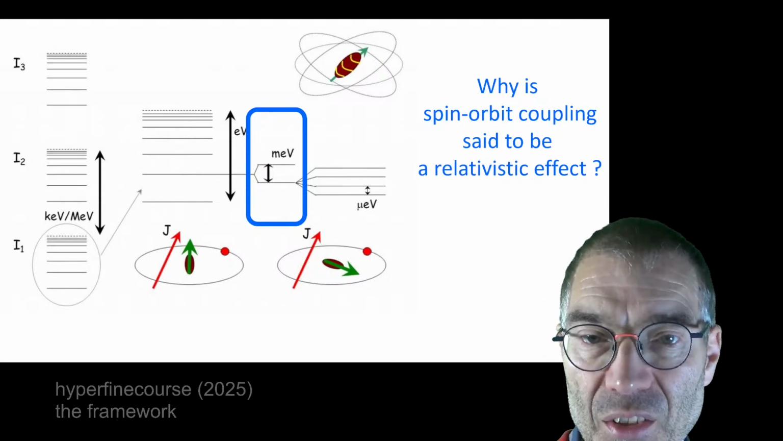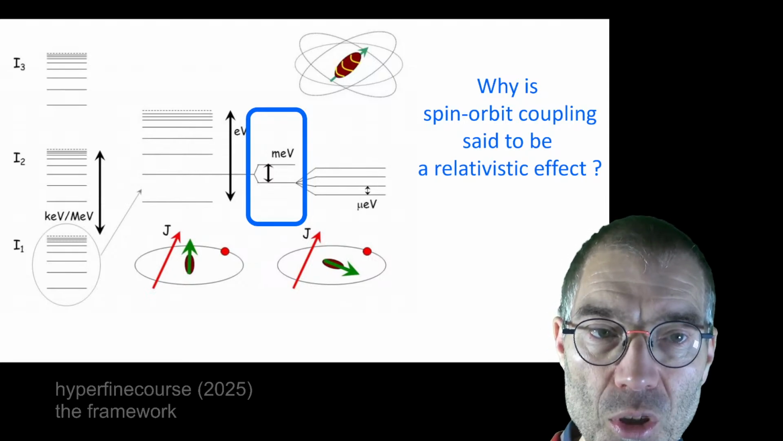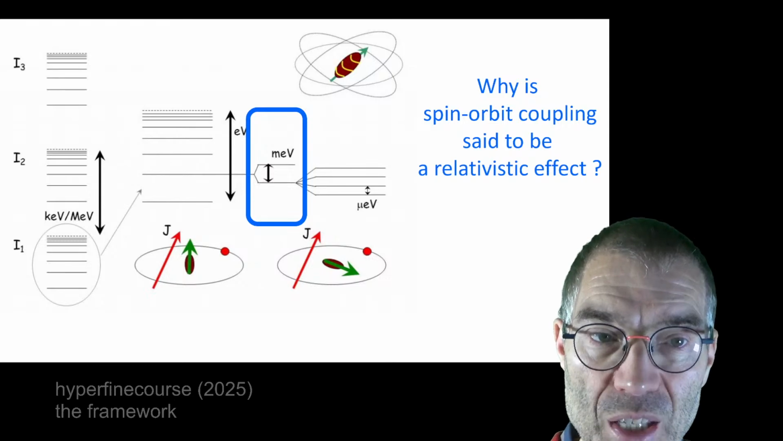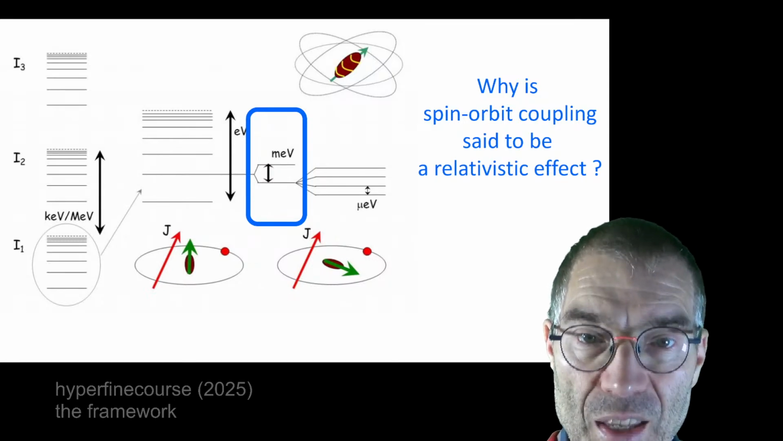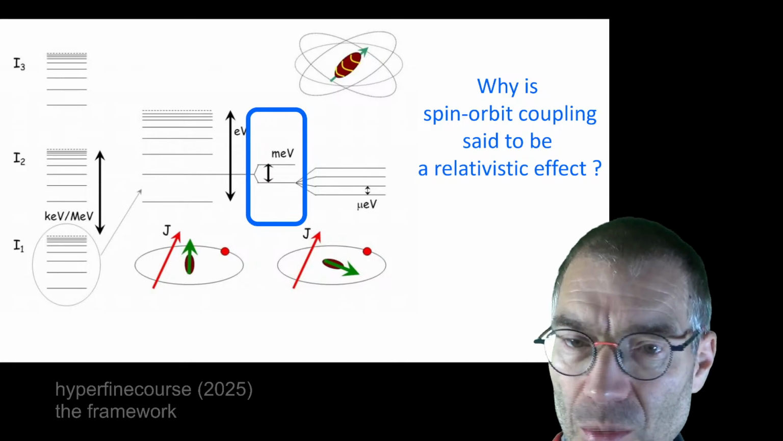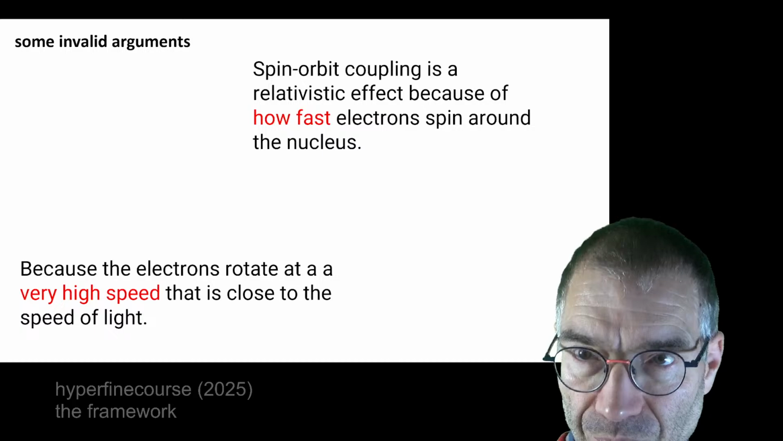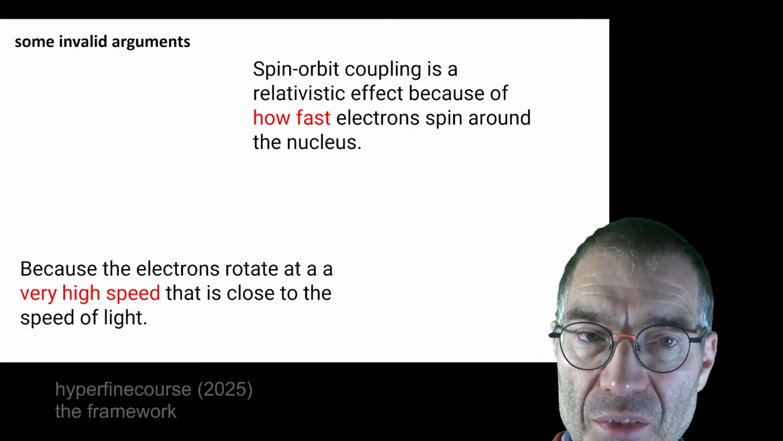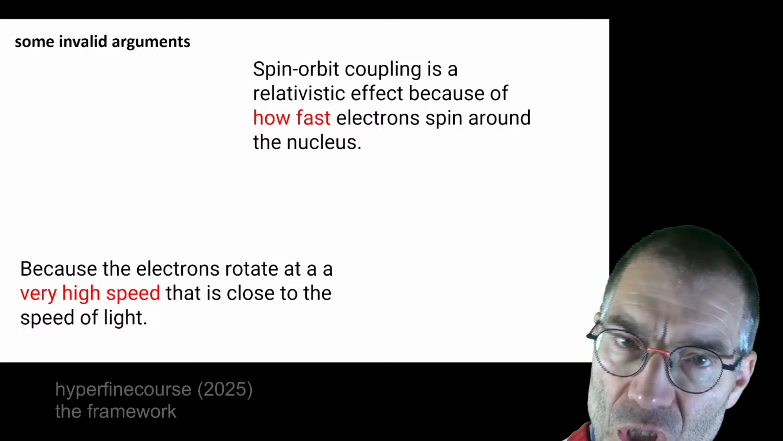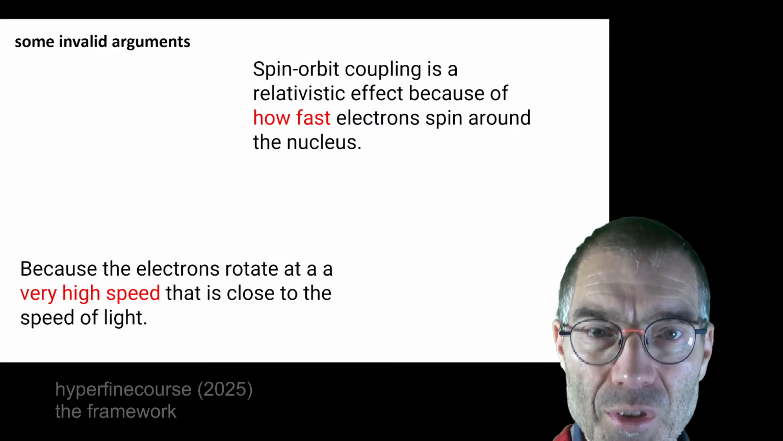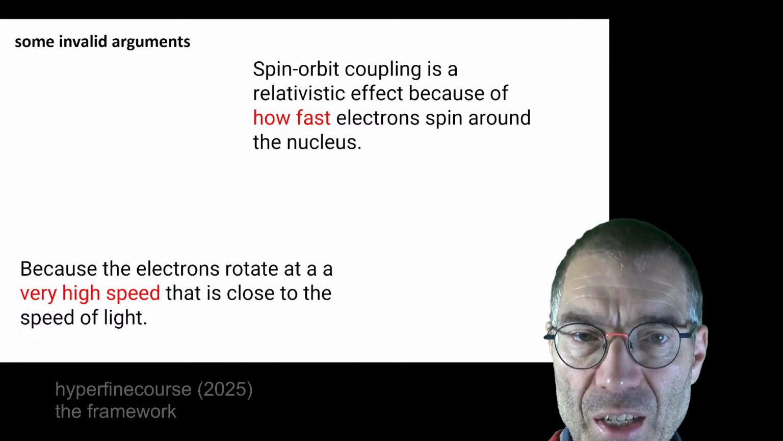Typically milli-electron volts as energy splitting due to spin-orbit coupling, which is said to be a relativistic effect. And I asked you the question, why is that a relativistic effect? Because that is not necessarily obvious. Some people answered that this is due to the speed of the electrons, which is not entirely wrong, but it's not enough as an argument. So we need to be more precise.